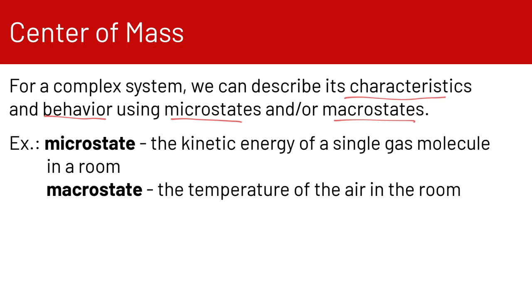As an example, for a microstate, we have the kinetic energy of a single gas molecule in a room. And the macrostate in this example would be the temperature of the air in the room. So the temperature of the air in the whole room would be the macrostate. A microstate is the state of a small section, a small little part, and then the macrostate would be the state of a larger part. So the kinetic energy of a single molecule would be the microstate, and then the macrostate is the larger overall part.